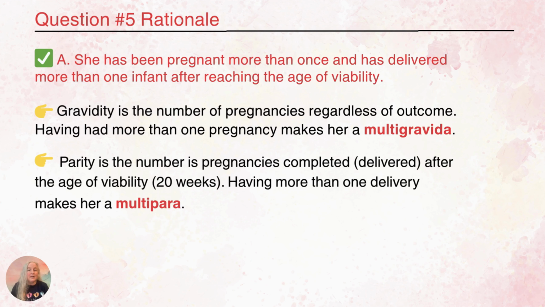Parity is the number of pregnancies completed or delivered after the age of viability. Having had more than one delivery makes her a multipara.